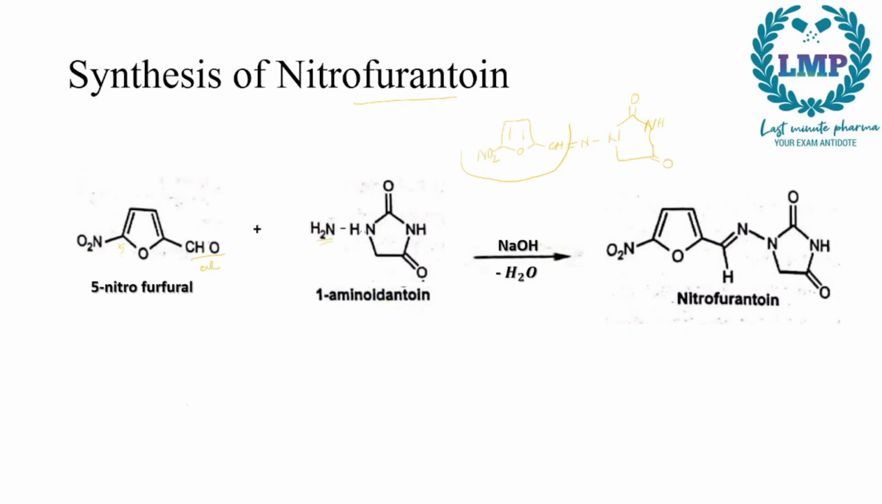hydantoin. So we have, in the presence of NaOH, there would be removal of water. So there is an H2 removal from here and an oxygen removal from here. So we will get a double bond between both of these. So CH attached to a double bond, N, which is attached to an N, and then the full ring.